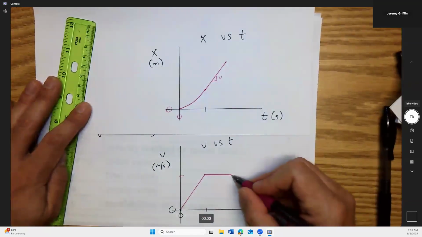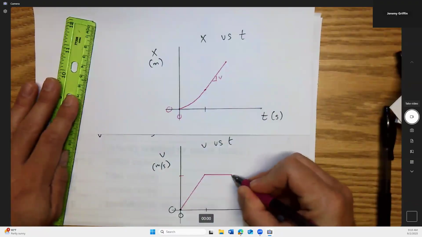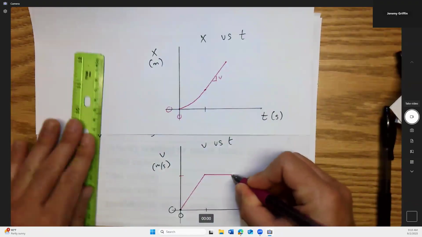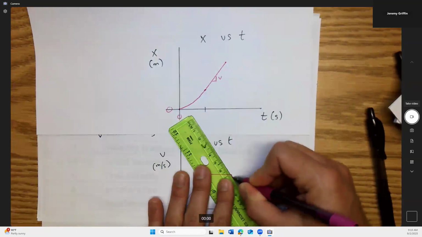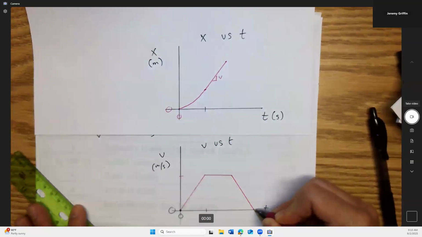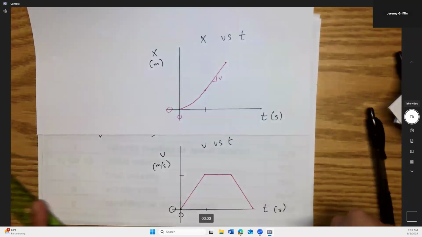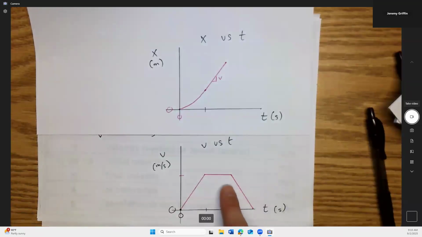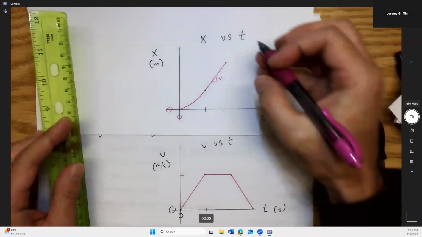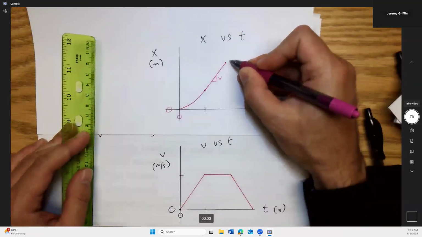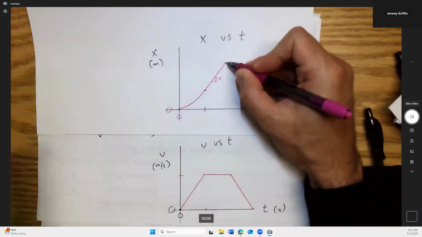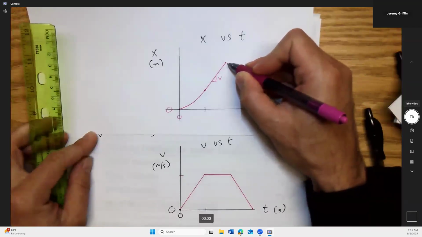And then let's say it brakes to a stop. What does that look like on velocity versus time? It slows right down, goes to 0 meters per second. Just make that linear, or slows down at a constant rate. Inside the car, it would feel like a constant force. And then what does this look like on position versus time? Parabola. Yeah, parabola.